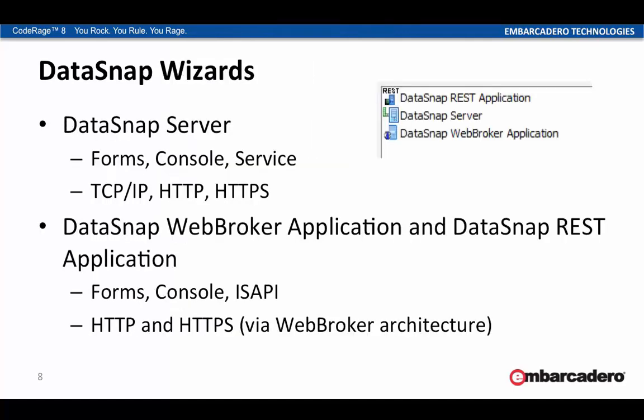How do you enable all of these features? Well, basically you have three wizards. You can create the DataSnap server wizard, that lets you create either a form, console, or service application, and they can use the various connectivity options. Or you can have two slightly different versions of the DataSnap web broker application, the other being called DataSnap REST application.